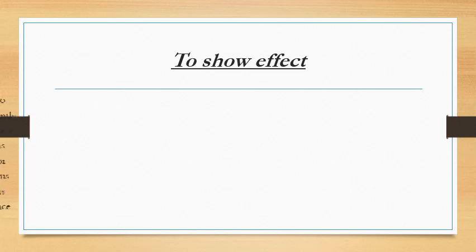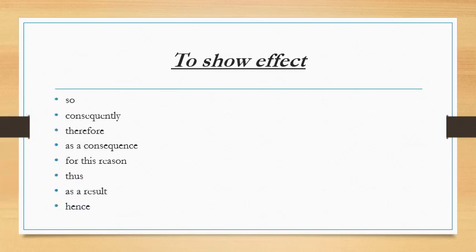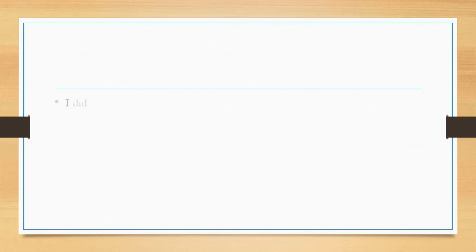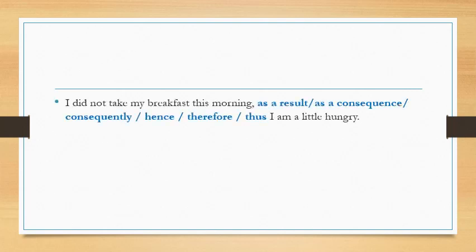To show effect in a sentence, we can use the following expressions, which are so, consequently, therefore, as a consequence, for this reason, thus, as a result, or hence. يعني كنقصدو بهم نتيجة ذلك. An example to be given is: I didn't take my breakfast this morning. As a result, as a consequence, consequently, hence, therefore, thus, I am a little hungry. So the cause is, I didn't take my breakfast this morning. And the result of this is, I am a little hungry.